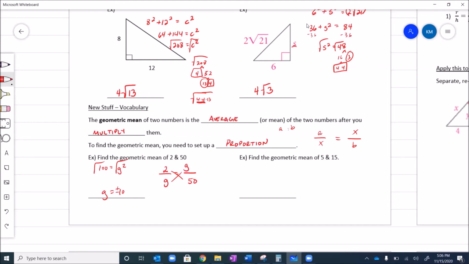The only time, again, that we wouldn't want to say plus or minus is if we're actually given a length, because remember, we can't have negative lengths, but we can have negative numbers, so we don't want to exclude that possibility here. Next one says find the geometric mean between 5 and 15.